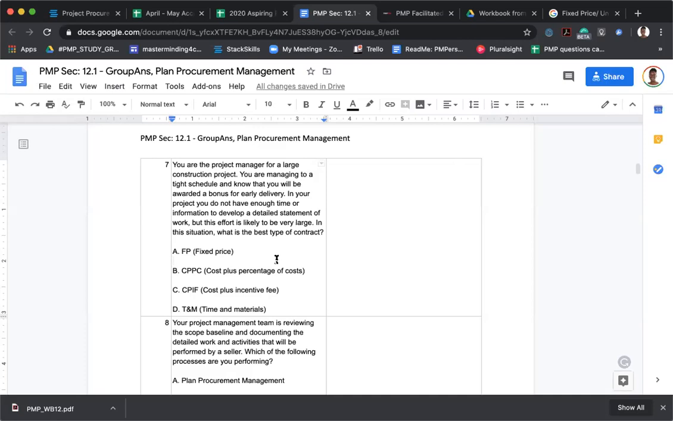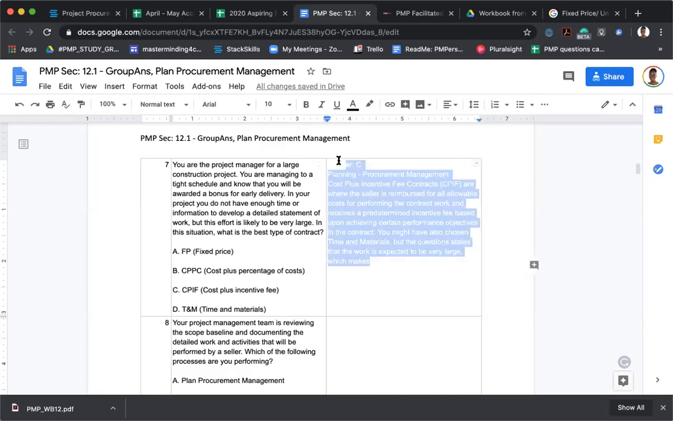Okay, so it says you're managing, okay, so you're going to get an incentive, so you'll be awarded a bonus for early delivery. So I'm going to go with cost plus incentive fee. Okay, sounds good to me.